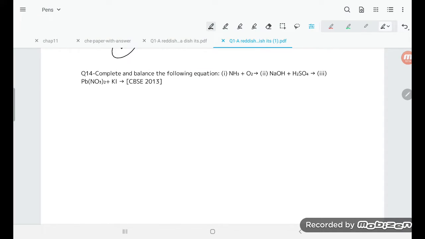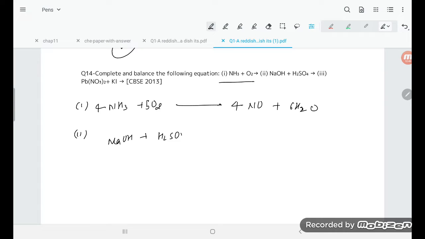Now complete the following reaction. How can you complete the following reaction? First one, NH3 plus O2 is giving, student, NO plus 6H2O. You can balance: 4 will be here, 5 here, and 4 here. So 4NH3 plus 5O2 gives 4NO plus 6H2O. And the second one, NaOH plus H2SO4. This is very simple: Na2SO4 plus 2H2O, right?